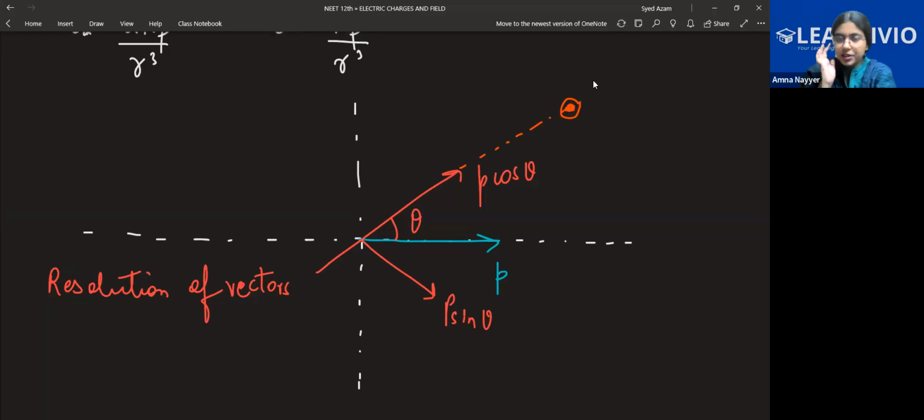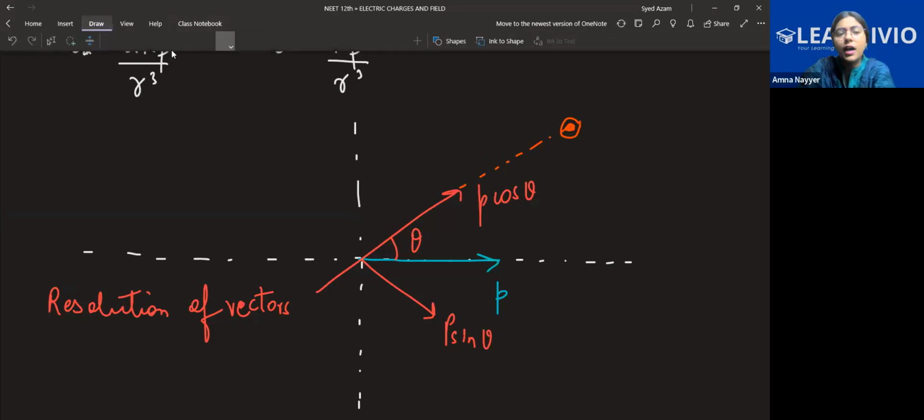See, in your potential chapter, you will have potential due to a general point. There we'll see that. But electric field due to a general point is not included in your CBSE syllabus. But this comes in the exam. So you should know the electric field due to a general point that is making an angle theta. So you take the component of the dipole moment that is along there.